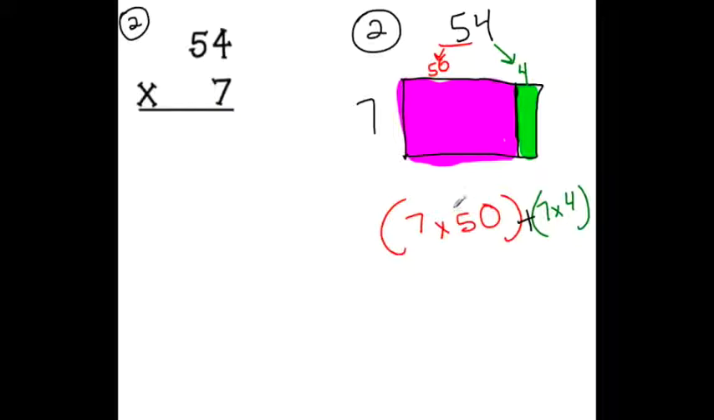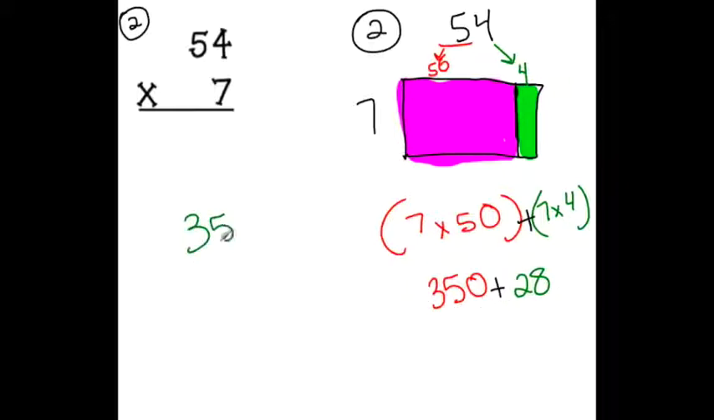7 times 50, can you use your mental math for that? Karate chop. Just like in class, right? 350. 7 times 4, karate chop, 28. In case you're wondering, karate chop is what we do in math for you to say your answer, except you can't see me do the karate chop with my hand. Okay. So 7 times 5 is 350, 7 times 4 is 28, okay, and we're going to add them together.